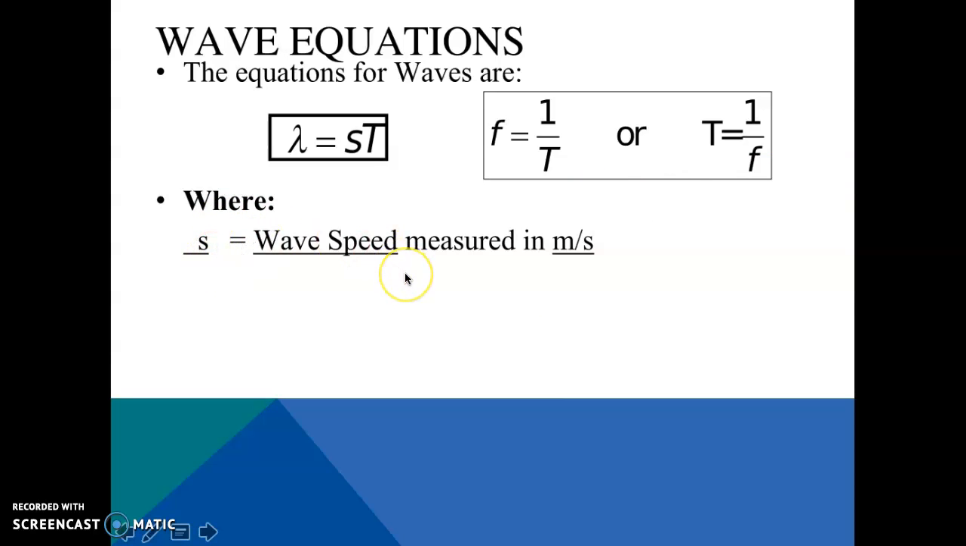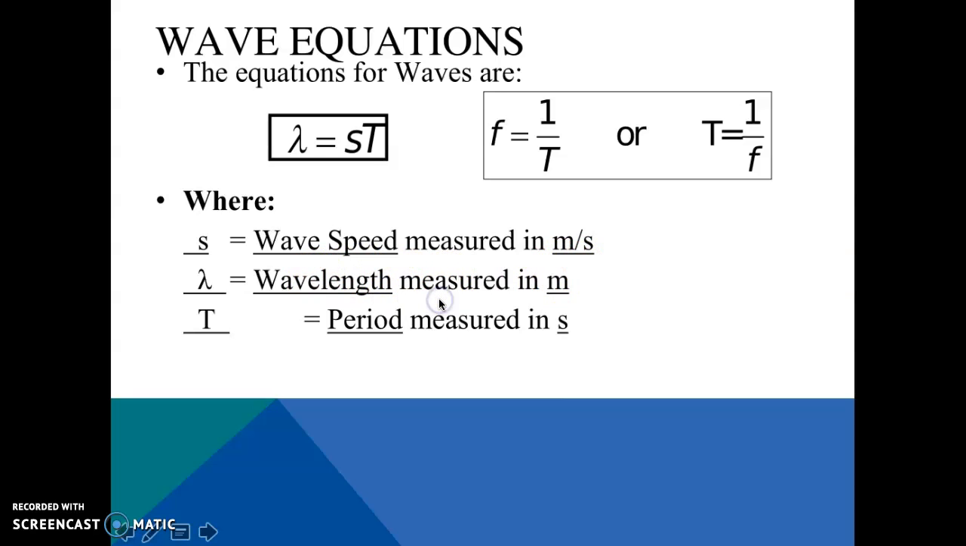S is wave speed, which is measured in meters per second, just like velocity. Then, like I said, that upside down Y is a lambda symbol representing wavelength, which is measured in meters. And I always remember that that's measured in meters because length, of course, we would think meters. Then T, capital T, is period measured in seconds. So I think of T as time. That's how I try and remember it.